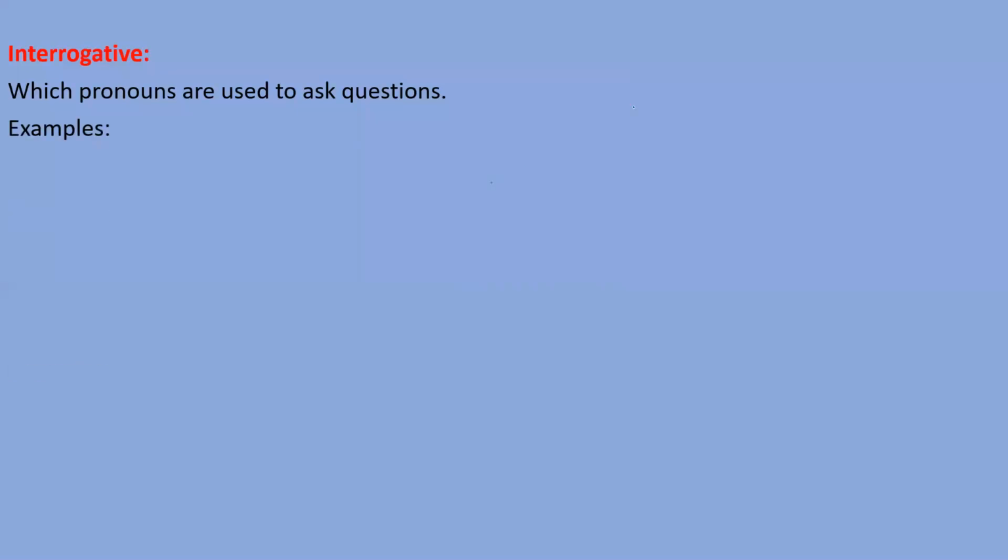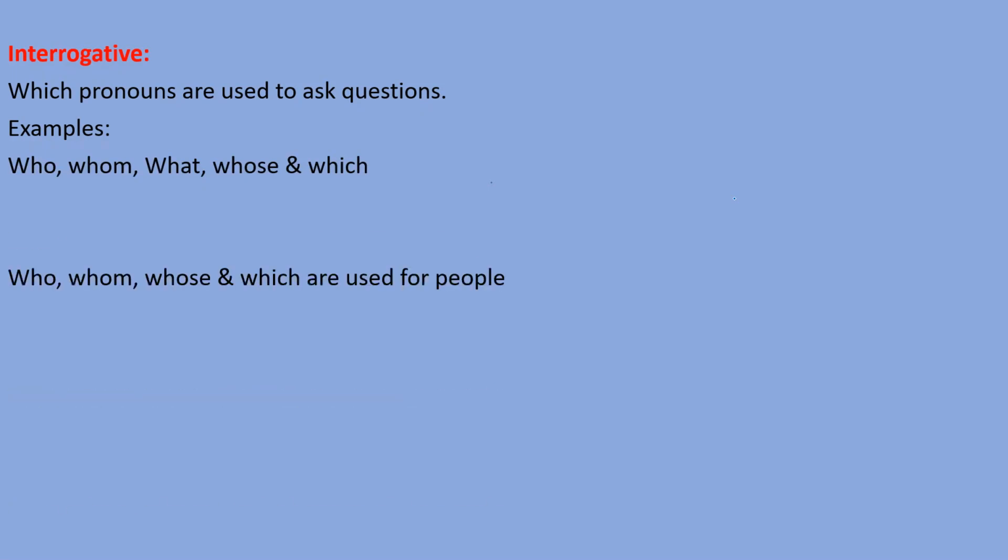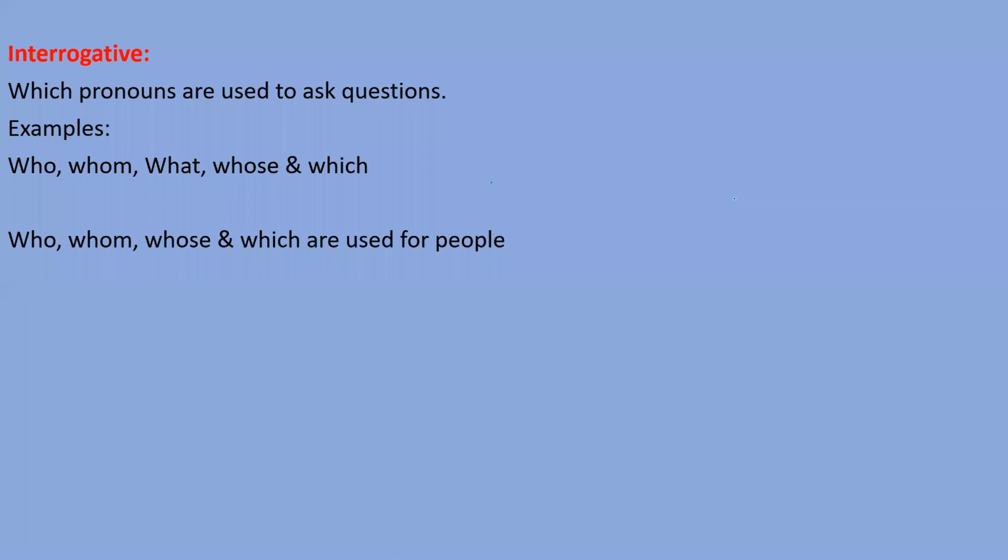See this example. Who, whom, what, whose, which. These words are called interrogative pronouns. Who, whom, whose, which are used for people. These four words are used for people, while what and which are used for things. What and which, these two words are used for things. You can see that "which" is common: it can be used for people and for things also. Let's understand this point with some examples.